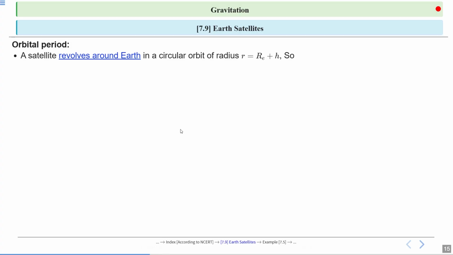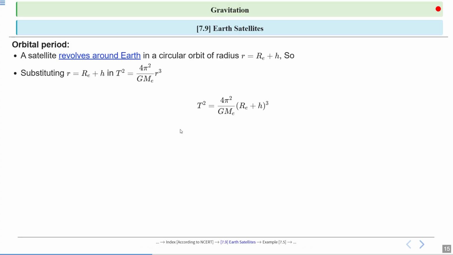So let's start by considering a satellite that revolves around Earth in a circular orbit. The radius of this orbit is given by r is equal to Re plus h, where Re is the Earth's radius and h is the height of the satellite above the Earth's surface. This forms the basis of calculating the orbital period.